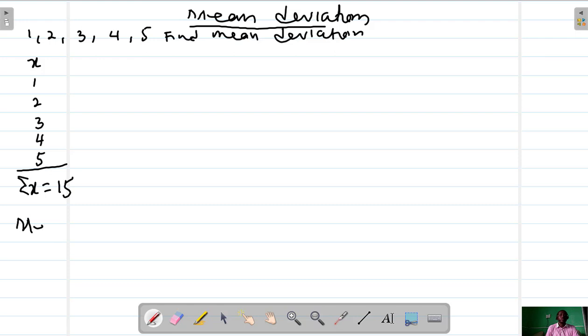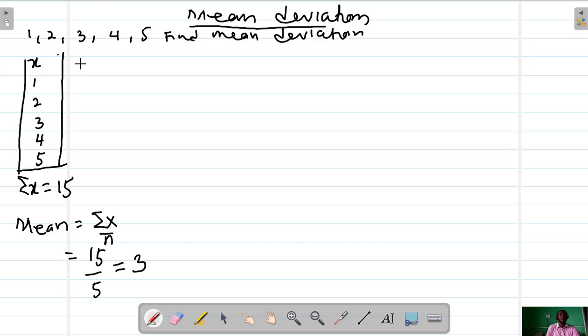So mean is sigma x over n, where sigma is the sum of all the numbers. The n is the number of items there. So it will be 15 over the number of items, 1, 2, 3, 4, 5, which is 5. So our result will be 3. Then after that, you find your deviations, which is x minus x bar, absolute. The x bar is the mean. So all the marks minus the mean in absolute terms.